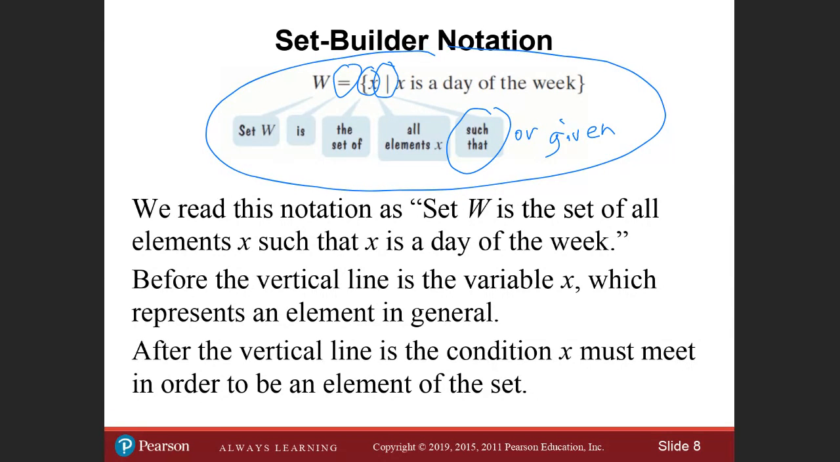Okay, look at that one more time. You need to know how to use and write the roster method and how to write in set builder notation. So we can have an example here for set builder notation. Another example.